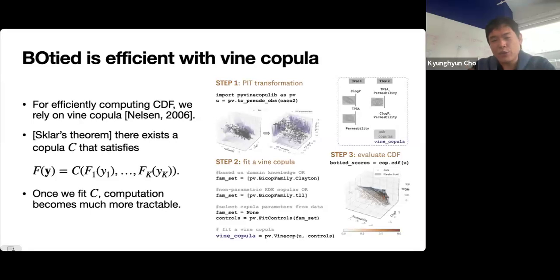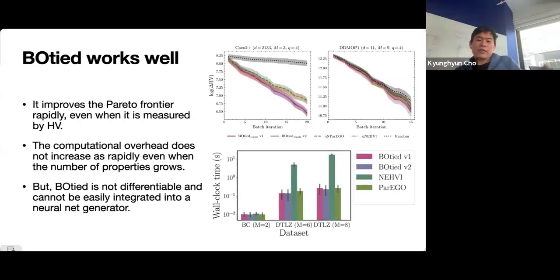And what I'm showing you on the right-hand side of the screen is how you can actually do so. Fit a Vine copula and then evaluate the CDF using literally 5 to 6 lines of Python code. And it turned out that doing so improves the Pareto frontier very rapidly, even when it was measured by the hypervolume, which is the one used by the hypervolume improvement acquisition function.